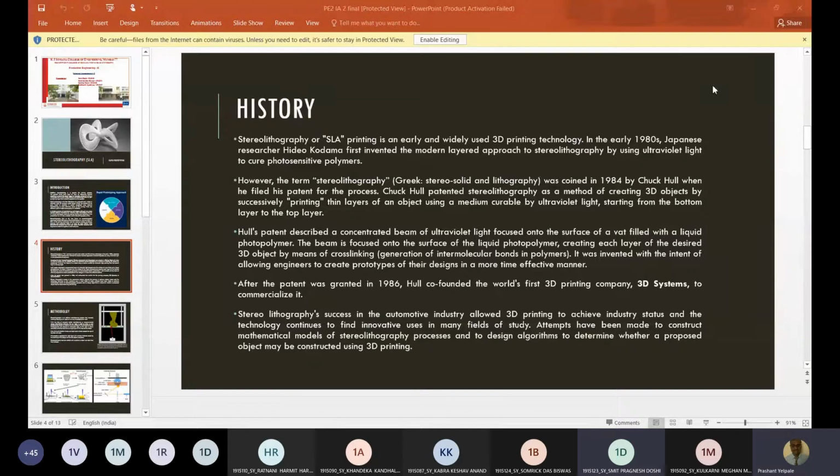Hull's patent described that a concentrated beam of ultraviolet light is focused onto the surface of a vat filled with liquid photopolymer. This beam creates each layer of a 3D object. The intent was to allow engineers to create prototypes of their designs, and this was more efficient in terms of time. So this is how stereolithography was coined, and this is why it was invented.